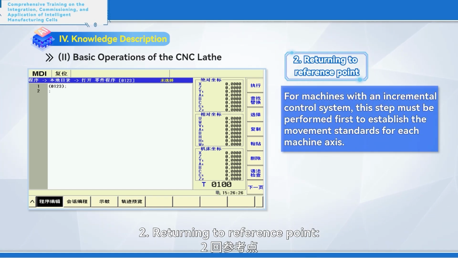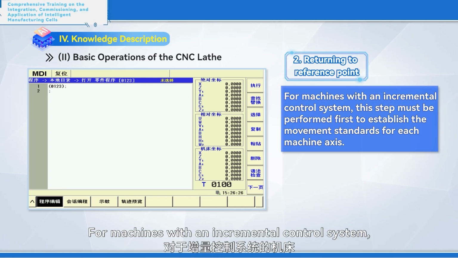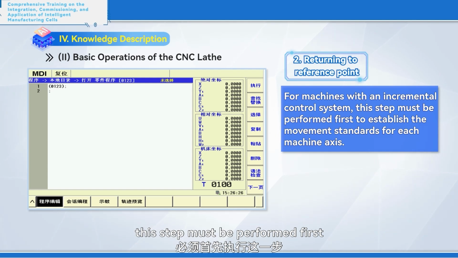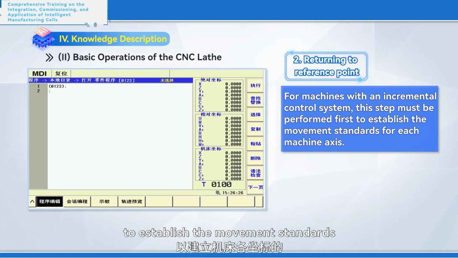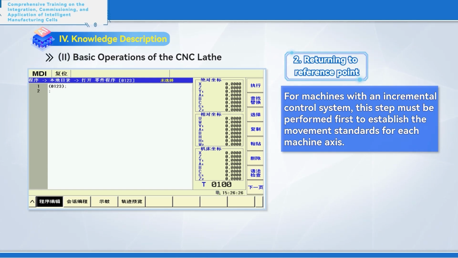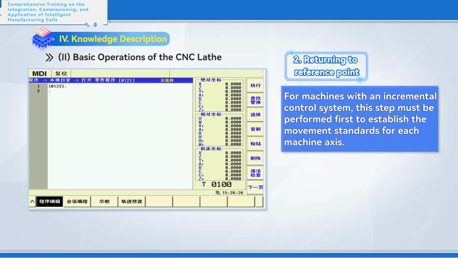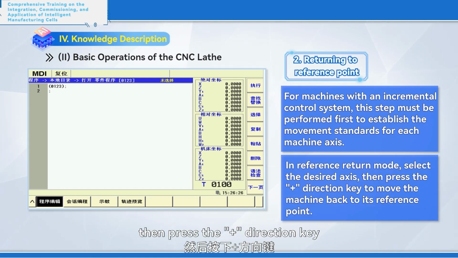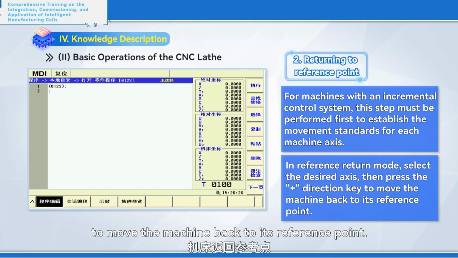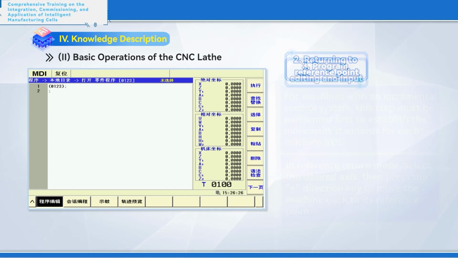2. Returning to reference point. For machines with an incremental control system, this step must be performed first to establish the movement standards for each machine axis. In reference return mode, select the desired axis. Then press the positive direction key to move the machine back to its reference point.